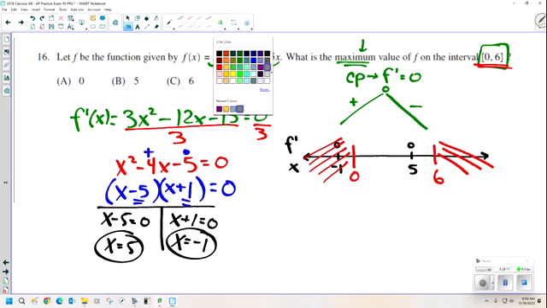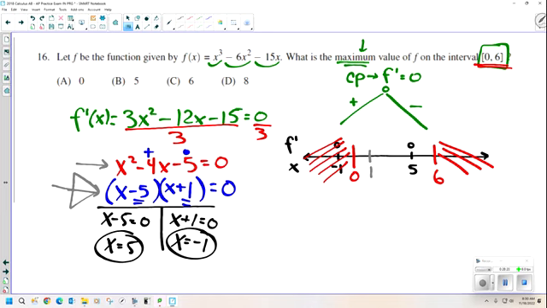Like, let's try 1. Let's put that in the first derivative. I can put that right here, or I can put that right here. Let's put it here. Okay? If I put a 1 here, that would be 1 minus 5 times 1 plus 1. That's negative 4 times 2. That's a negative 8. This is negative, which means I'm going to have a slope going down.